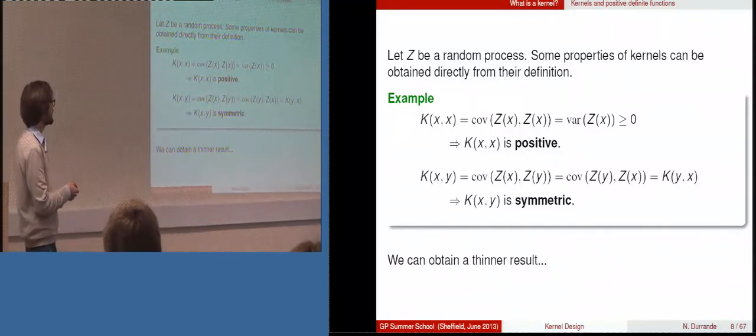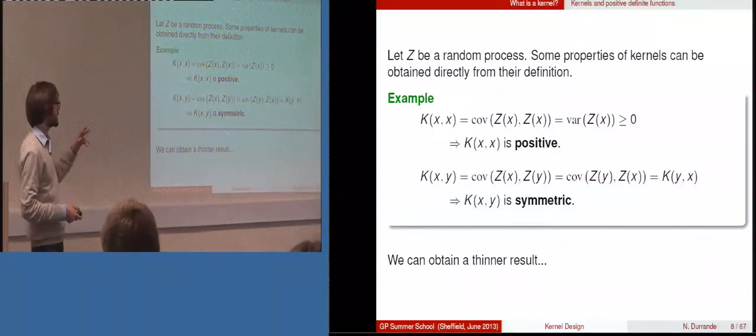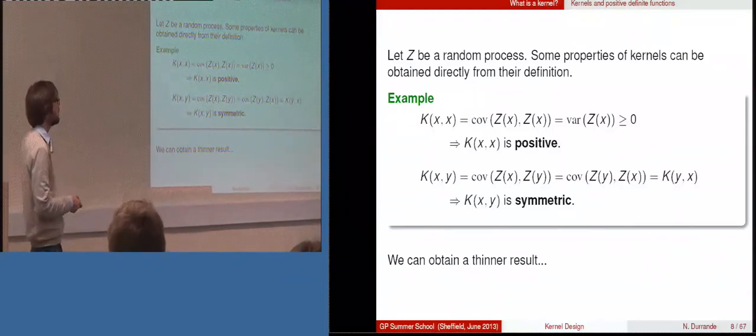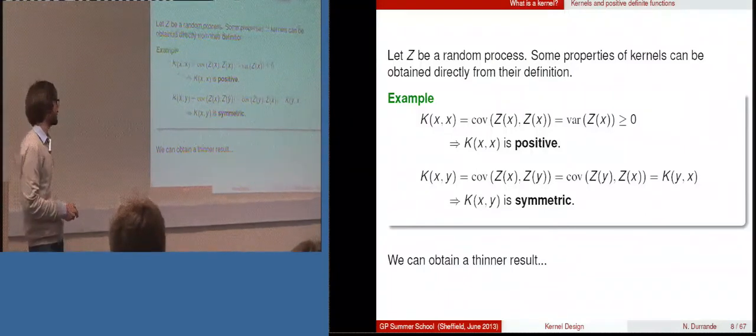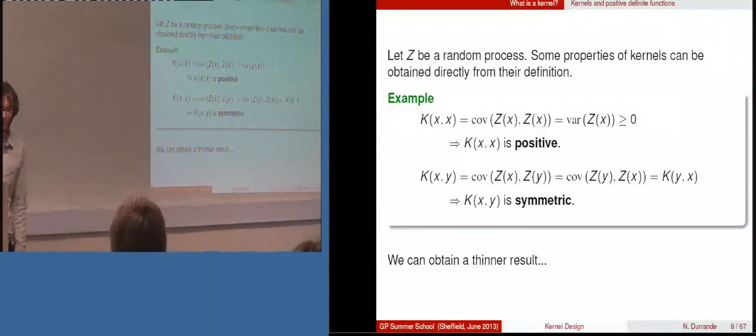Another property is that if you compute k of x, y, it's equal to this covariance. The covariance is symmetric, so you can flip both Z of x and Z of y, and you obtain in the end k of y, x, so that means that k is symmetric. So these are two very basic results.